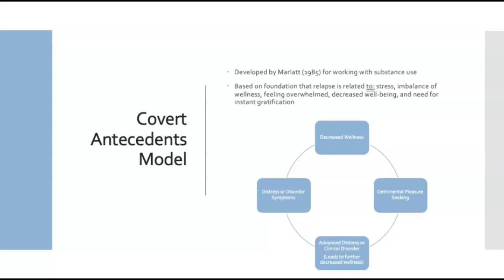This model is taken from figure 11.1 on page 211. It shows the interconnectedness of decreased wellness, detrimental pleasure seeking, distress or disordered symptoms, and advanced distress or clinical disorder, which then leads to further decreased wellness.